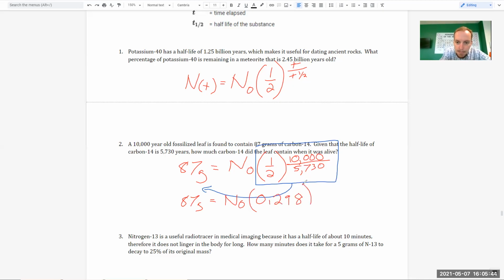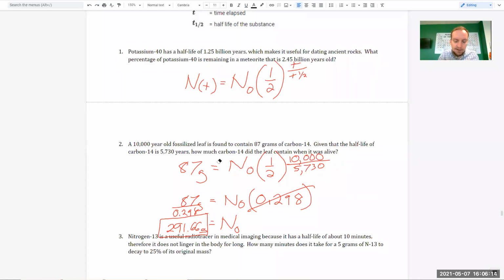0.298. Okay, again, I'm going to move that underneath here, 0.298. That will cancel this out, giving me N naught equals 87 divided by 0.298, which is 291.66 grams. All right, let's pause there and think, does this answer make any sense to me, or am I wildly off? So if we finished with 87 grams, we know our answer is going to be bigger because it's going to decay over the 10,000 years. So our answer should be bigger. So I'm not alarmed that my answer is larger than 87, as that's exactly what I would expect.